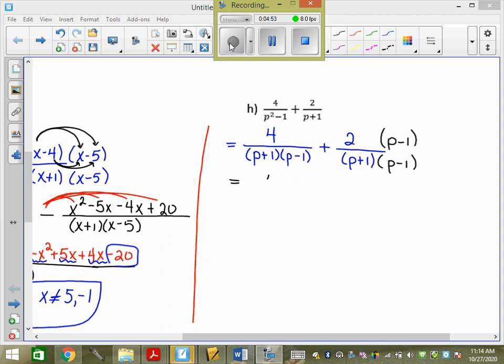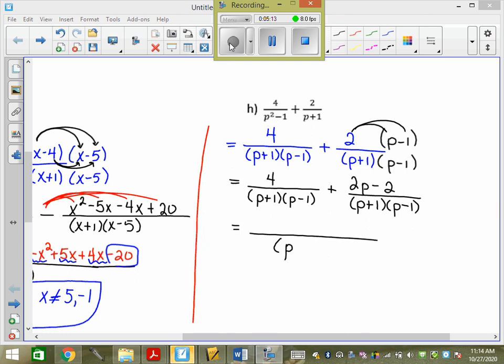So I'm going to get 4 over P plus 1, P minus 1, plus, and I distribute the top, 2p minus 2, but I do not distribute the bottom because it's not a monomial and a monomial, right? That's the only time I distribute them. And then I can rewrite it as p plus 1 over p minus 1. And I get 4 plus 2p minus 2. And then I collect like terms. So I'm going to get 2p minus 2 plus 4 plus 2 over p plus 1, p minus 1.